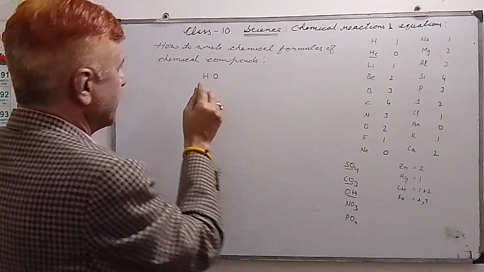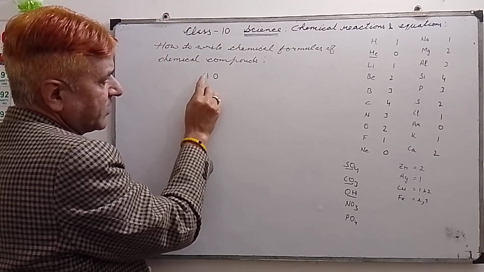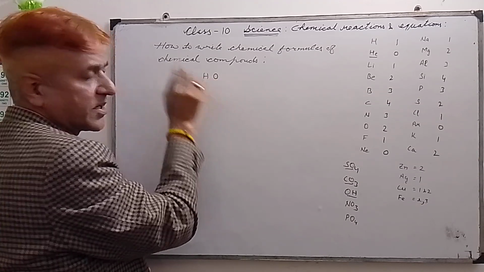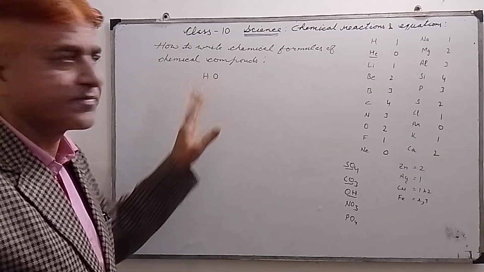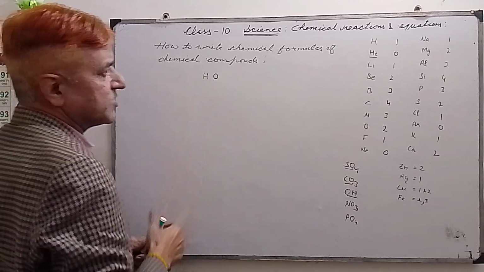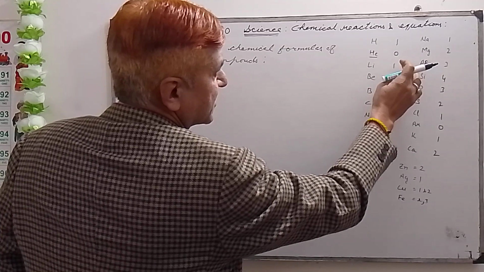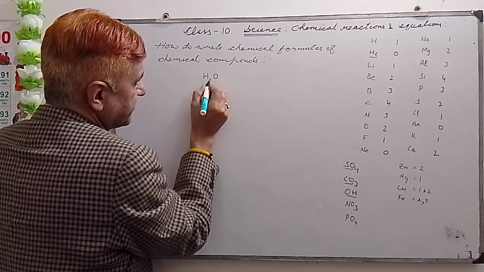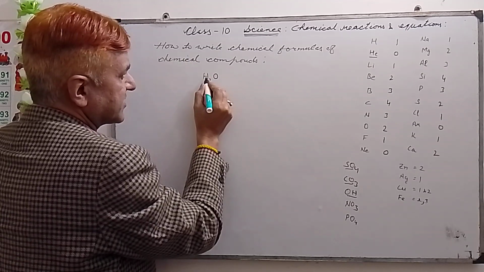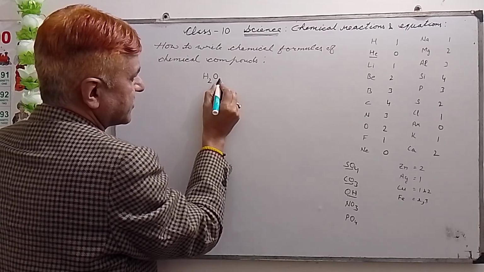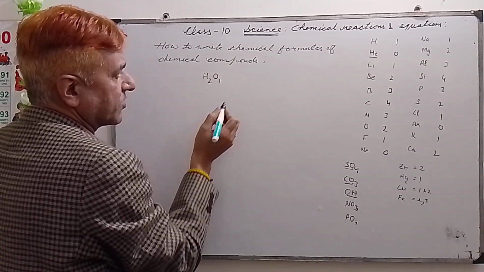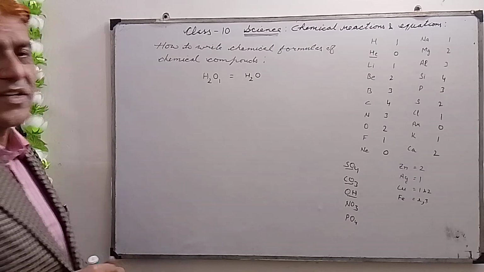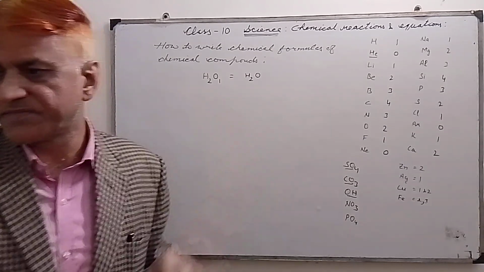For example, the valency of hydrogen will be taken by oxygen and the valency of oxygen will be taken by hydrogen. So what is the valency of oxygen? You can see in the table, the valency of oxygen is 2. So 2 will become the valency of hydrogen. And the valency of hydrogen is 1, so it will become the valency of oxygen. So you can write H2O. This is the chemical formula for water.